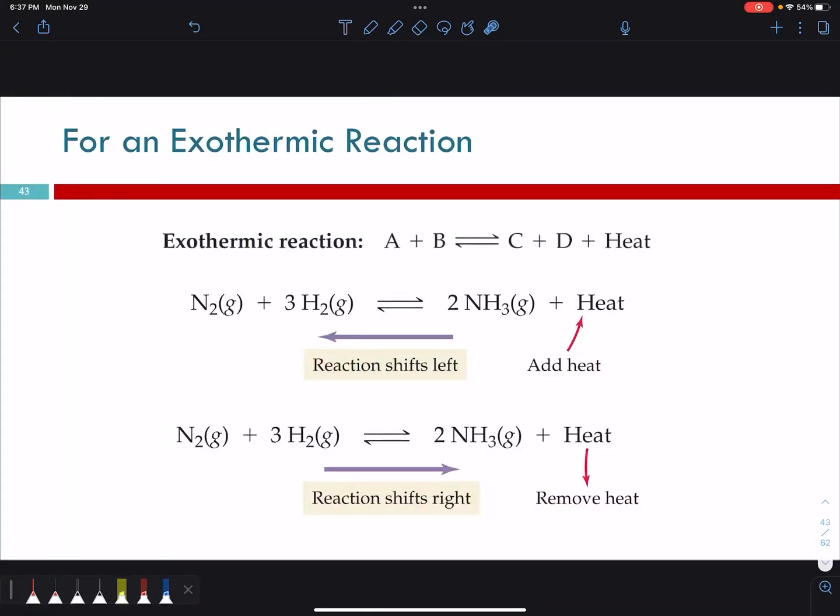So if we have exothermic reactions, heat is one of our products because it's exothermic. Adding heat into this reaction is like increasing the concentration of the products. And so our reaction shifts left, or to the reactants.